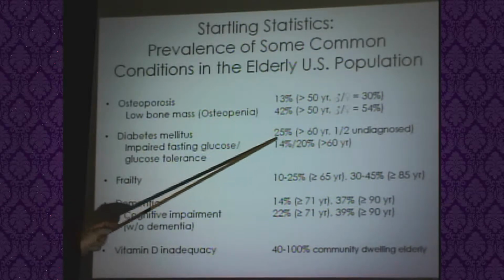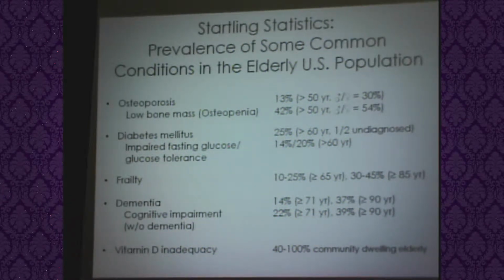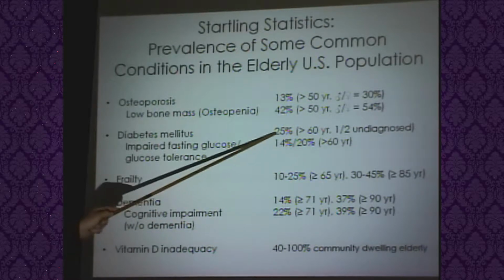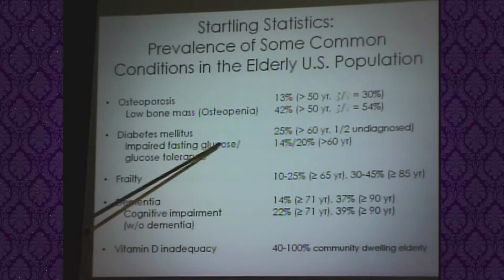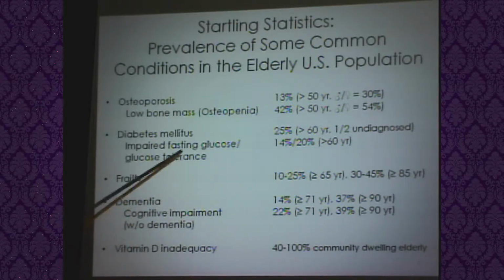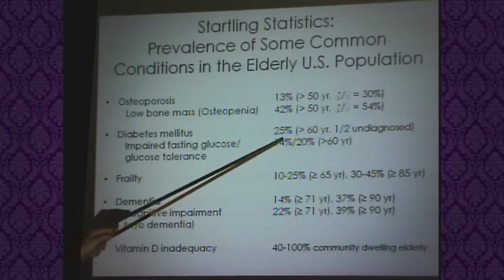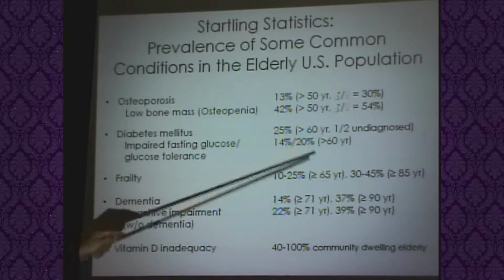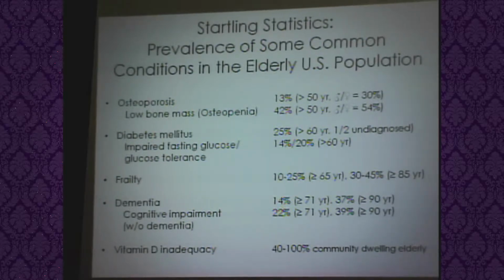Diabetes, we've known this for many years from the National Health and Nutrition Examination Survey studies, so-called NHANES studies, that 25% of the population over 60 have diabetes, and half of those don't even know they have it. If you look at pre-diabetic conditions, if you will, impaired fasting glucose or impaired glucose tolerance, 14%, 20%. If you add up the people with impaired glucose tolerance and diabetes in the U.S. population over 60, half of them, 45%.